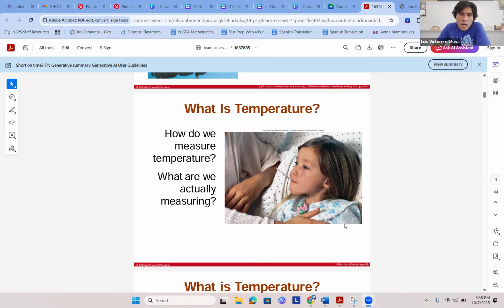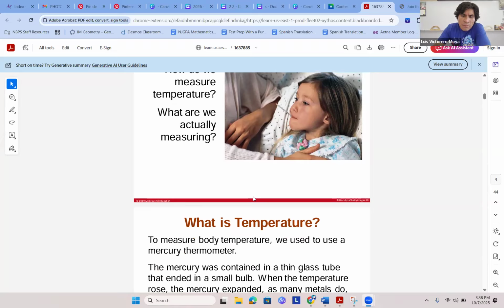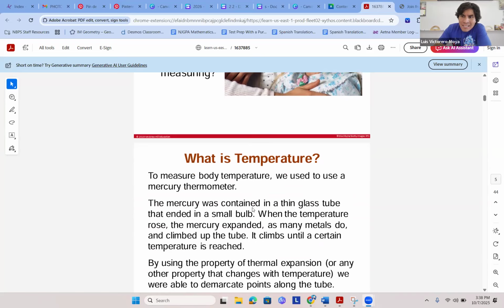And then let's start with temperature, which is basically a measurement of the average kinetic energy of molecules. Temperature is not exactly heat, although they are closely related, right? Temperature is a measurement of how fast molecules are moving in a mass.